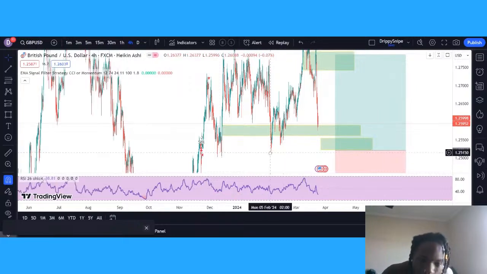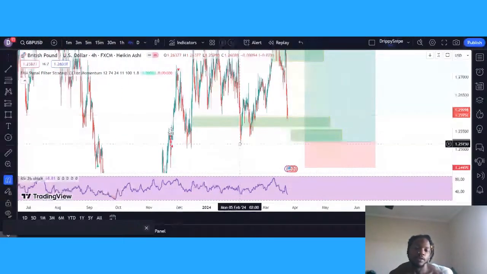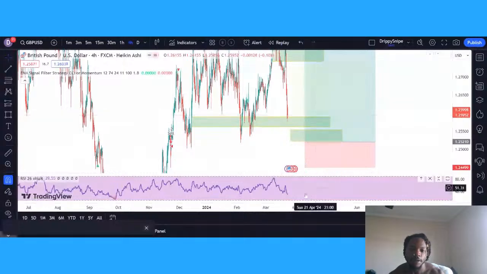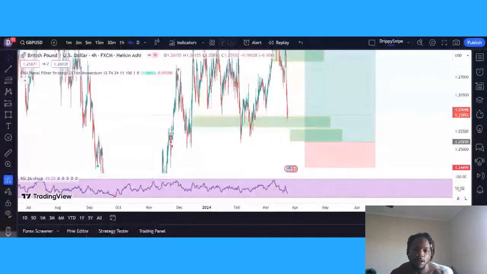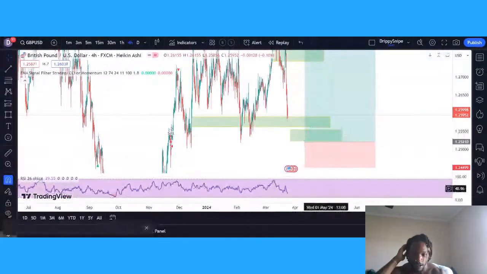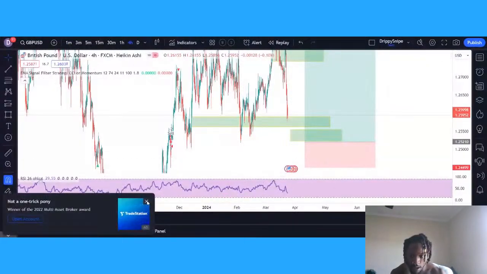scenario. We're not quite in that oversold range. So we're gonna wait. I feel like it's probably gonna be dipping out of these bands once we get down in this area, and we're gonna be feeling good about it.